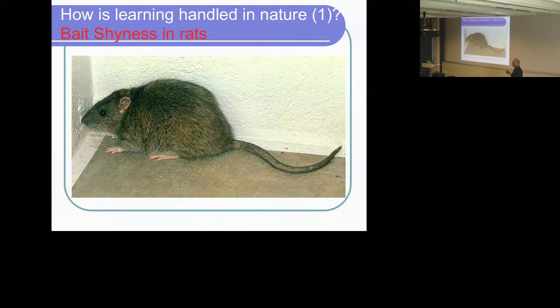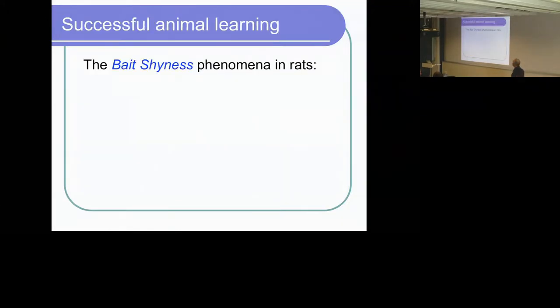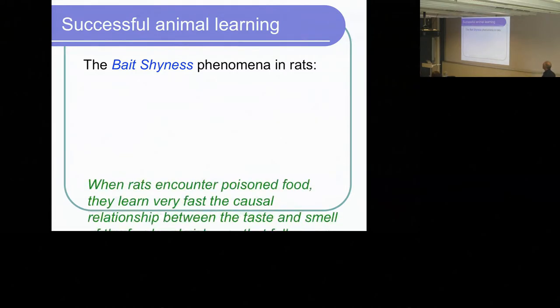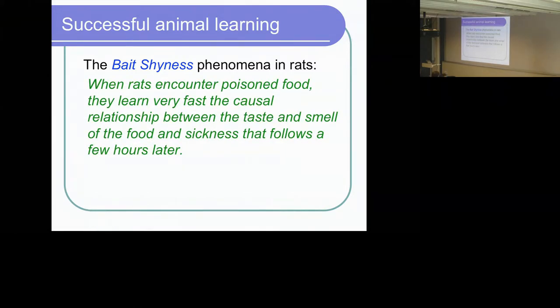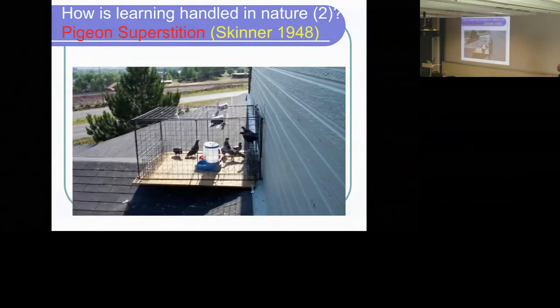So this is very successful learning. This is learning from just one small experiment, one example. It suffices for the rats to learn. This is called Bayes shyness, it has nothing to do with my name. And this is the description of Bayes shyness, very successful learning. But if you think that animals are very smart, here is an example of stupid animals.